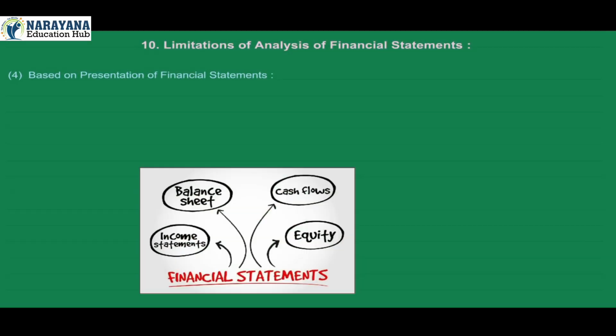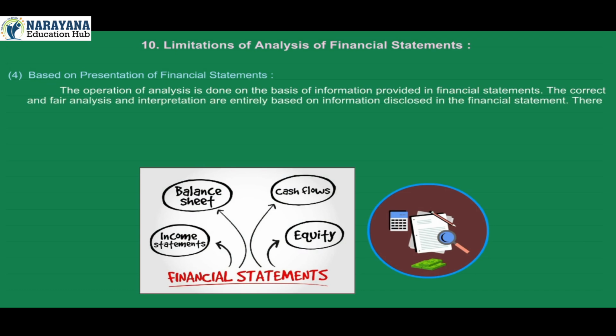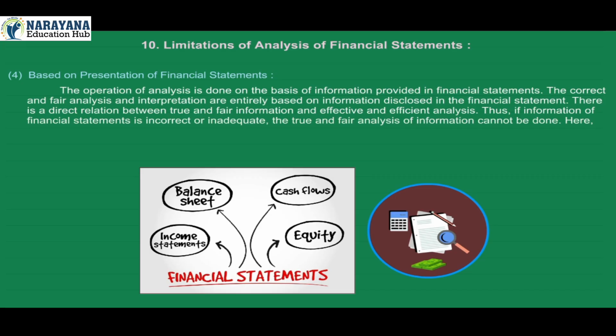4. Based on presentation of financial statements. The operation of analysis is done on the basis of information provided in financial statements. The correct and fair analysis and interpretation are entirely based on information disclosed in the financial statements. There is a direct relation between true and fair information and effective and efficient analysis. Thus, if information of financial statements is incorrect or inadequate, the true and fair analysis of information cannot be done. Here, the financial analysis is a dependent variable which is based on appropriateness of financial statements.